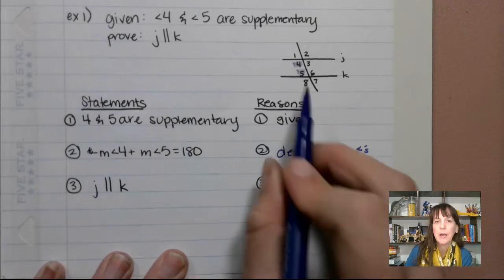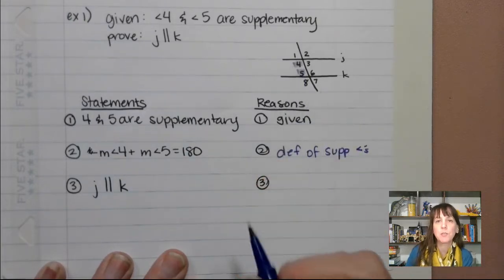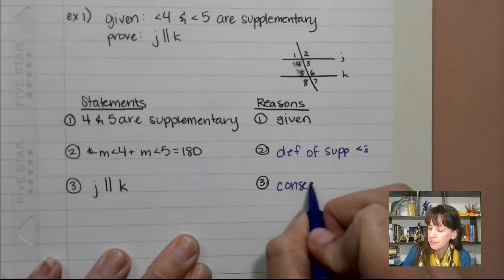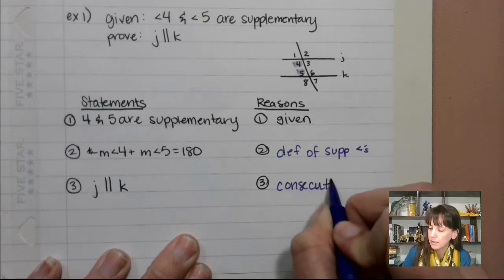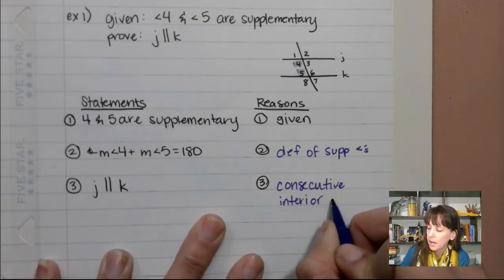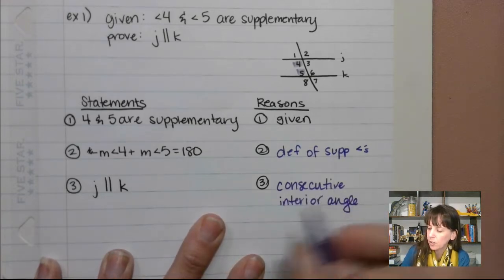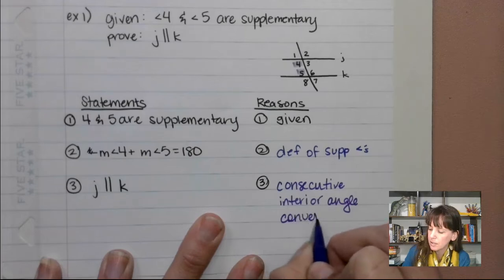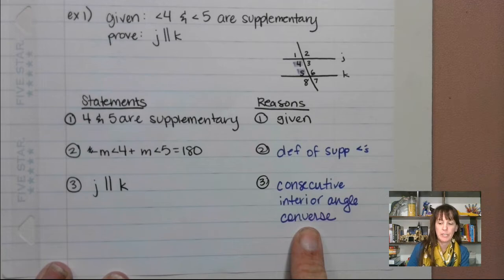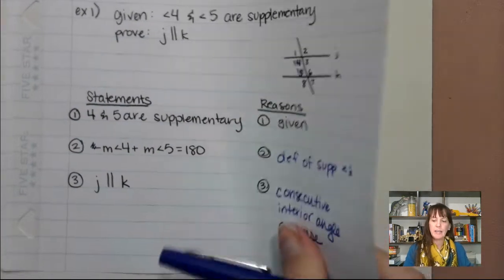Okay, because those are 180 degrees and because they are supplementary, that means J is parallel to K, and you want to give the relationship. So those are consecutive interior. So you're going to say consecutive interior angles, angle converse. So if you're proving lines are parallel, you got to throw the word converse over here. Let's try another one here.